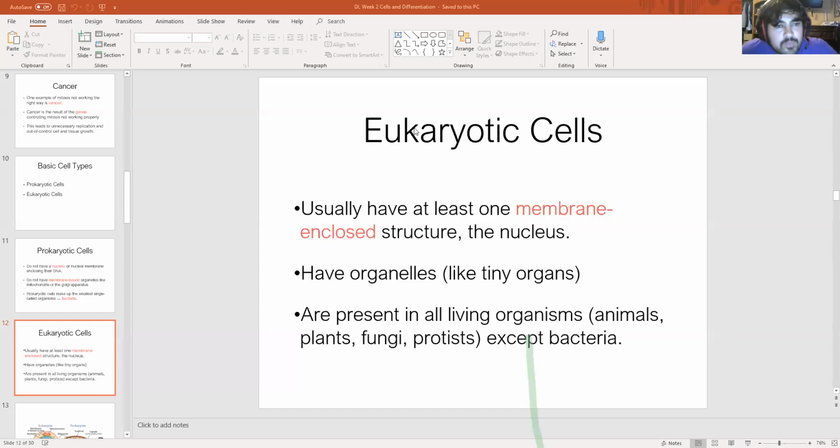Okay. So, eukaryotic cells, again, you have the nucleus, right? And you have organelles. We'll get into those. Present in all organisms, animals, plants, fungi, protists, except for the bacteria, because the bacteria are prokaryotic. But we have eukaryotic cells. And we have bacteria in us, right?